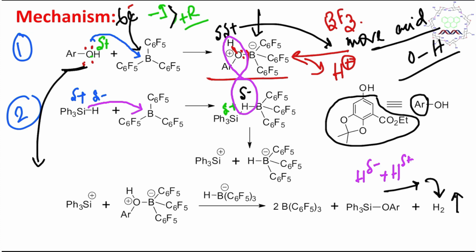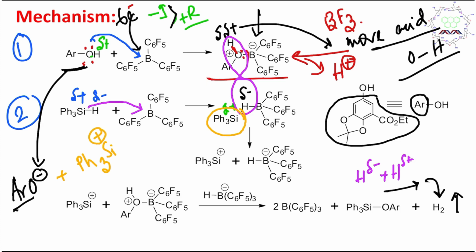From this side we are producing ArO minus, and by the way, this boron reagent, the tris(pentafluorophenyl) borane, is taken at 2%, meaning it's in catalytic amount. So on one side it's generating ArO minus, and on the other side it is generating Ph3SiH plus, because hydrogen has gone.